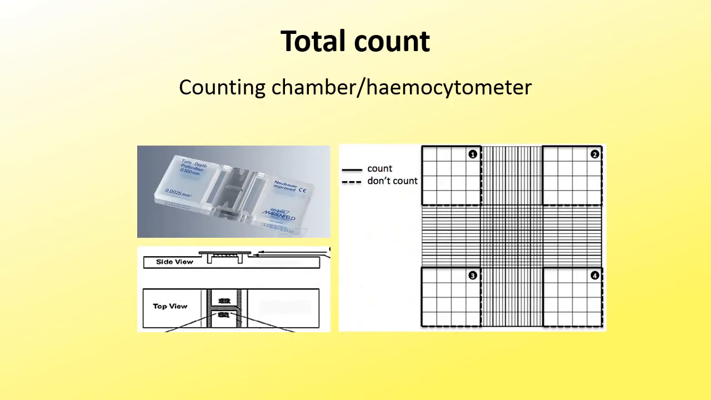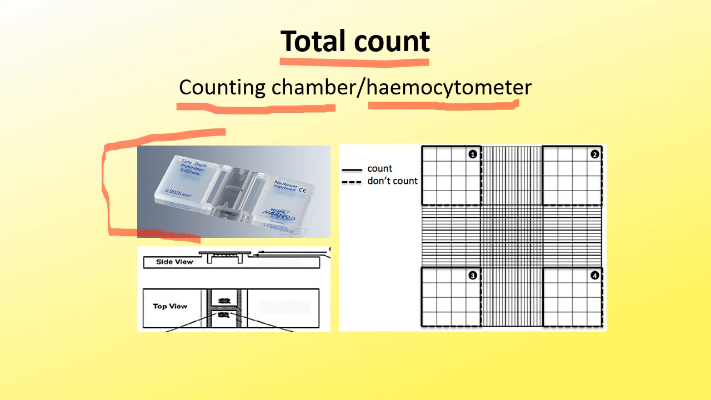Okay, the final one is the total count. For total count, usually we are counting whichever cells we see under the microscope. So usually we count the dead cells as well as the live cells, and the apparatus or glassware we use for the total count is the counting chamber, and some people also call this a haemocytometer. And then usually the haemocytometer will look something like this.